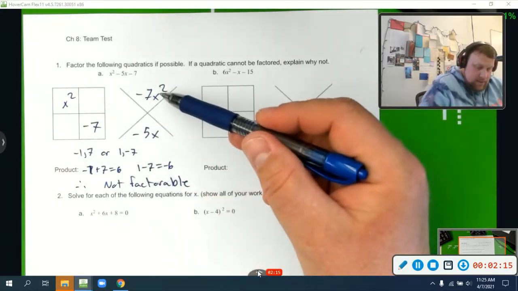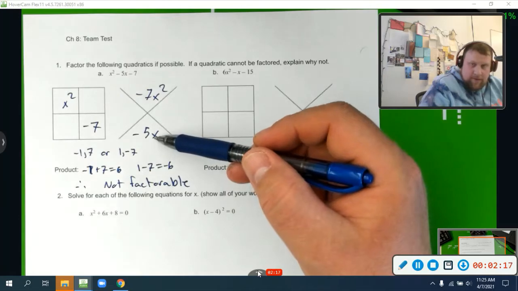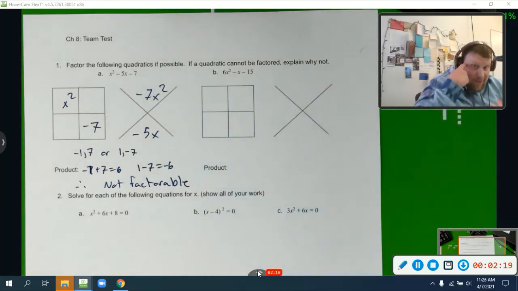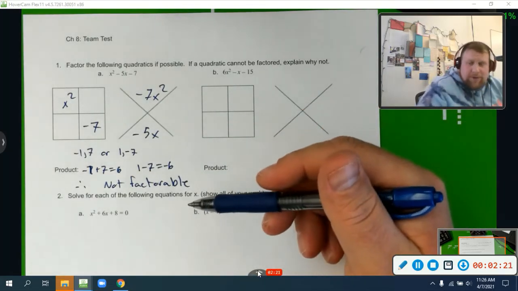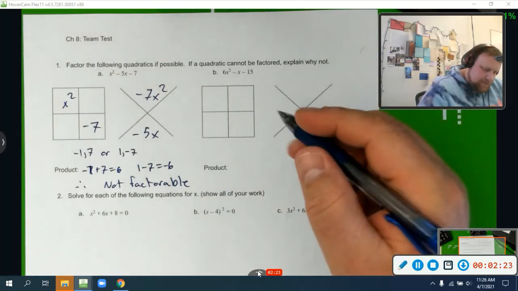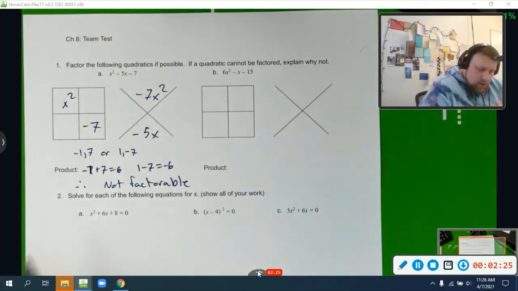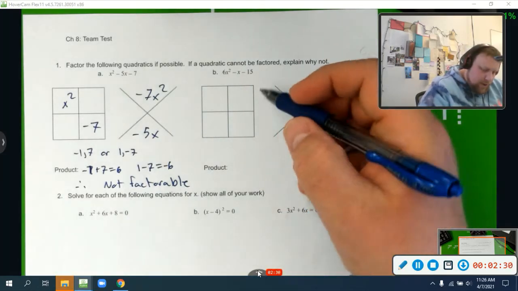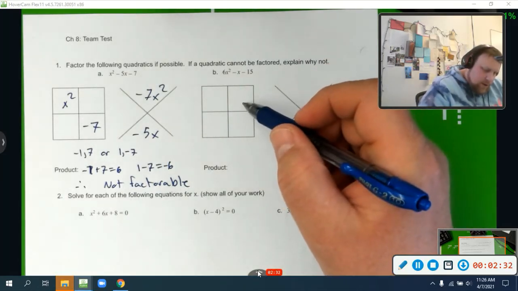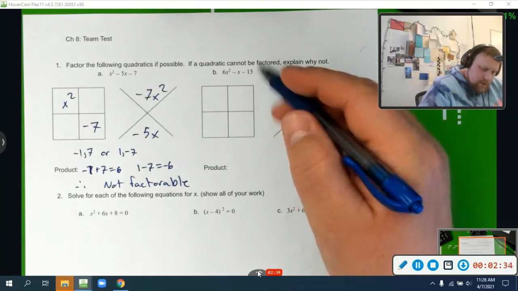Why? Because those are the only factors here, and none of them will get me negative 5x. It's just not possible. If I could do like a 2 and a 5, but 2 times 5 is 10, so that's not going to work. Or I'm sorry, a 2 and a 7, but 2 times 7 is 14. It's just not going to work. There's just no way to do it. So let's go on to the next one.